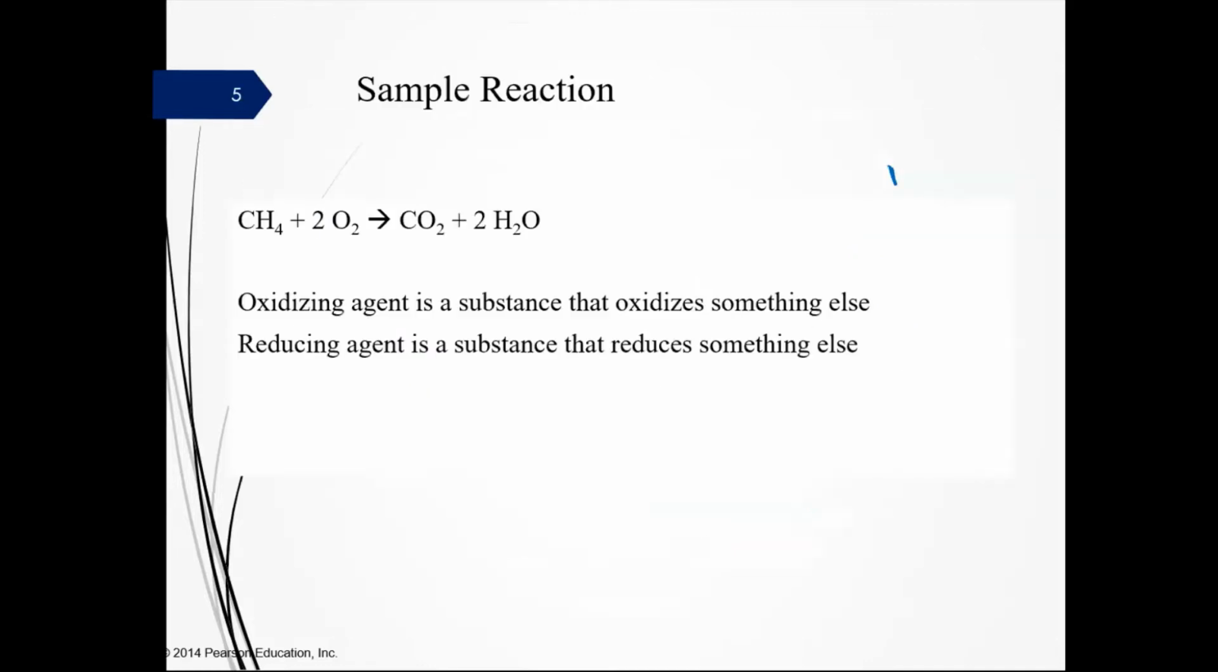So this is going to be a sample of a redox reaction. And so I want you to take a moment. I want you to identify all of the oxidation numbers for each of these elements in this reaction. Okay? And then once you have those oxidation numbers, I want you to answer this question. Which one is your oxidizing agent? Which one is your reducing agent? And then we can walk through that.